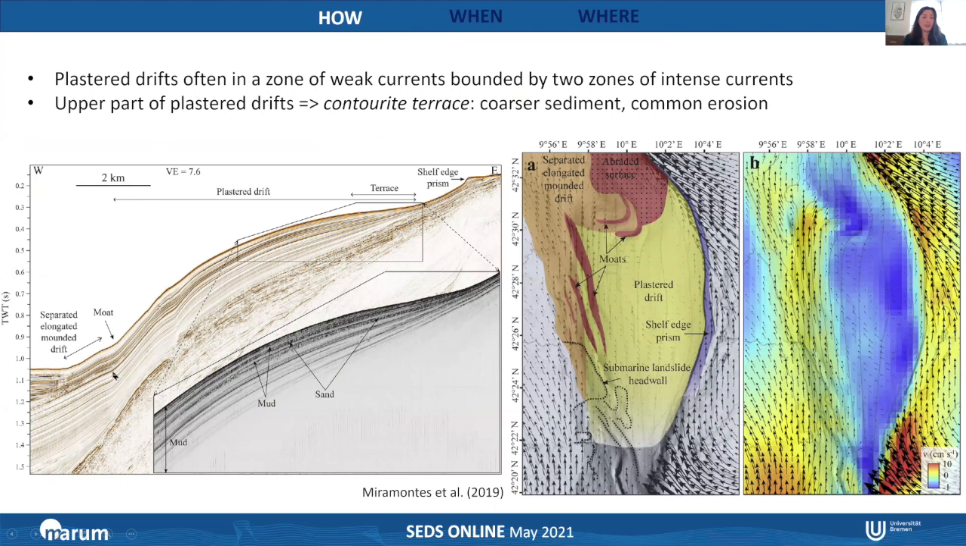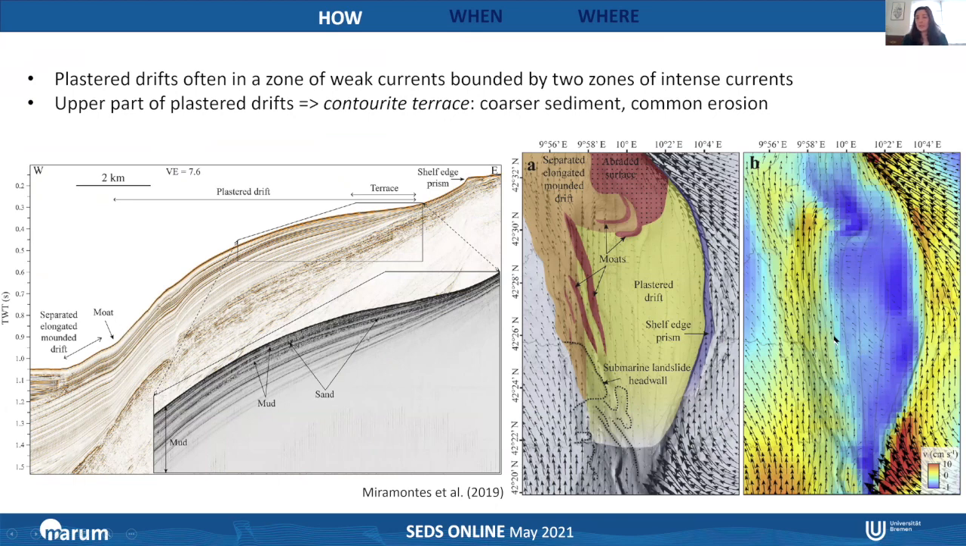So we have these features that have a convex morphology, the terrace. So we have one stronger current here. And at the foot of the plastered drift, we have again strong currents. And very often we can even find a moat in this lower part.